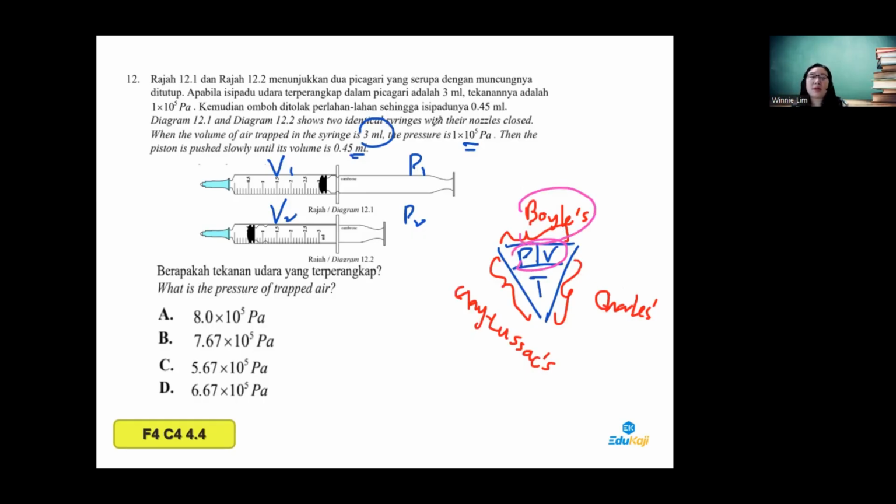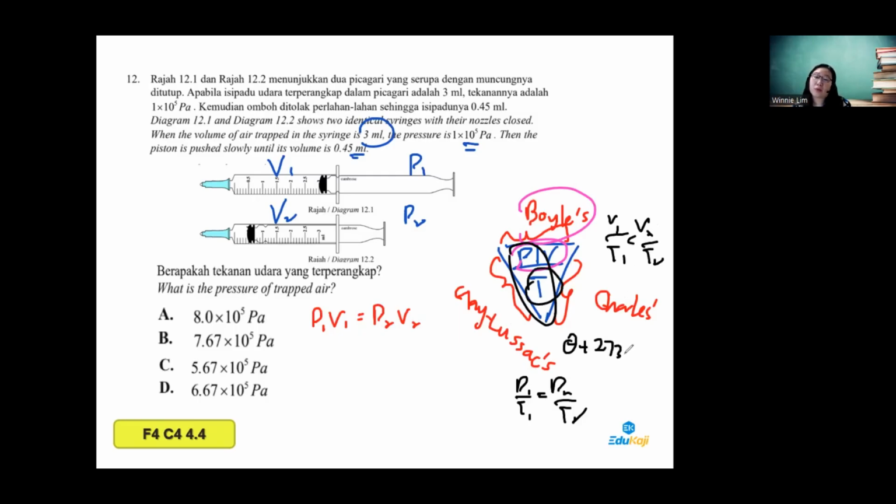And the reason you use this triangle is that you can get the formula straight away. Do you notice P and V are side by side? So the formula that we use for calculation is P1V1 equals P2V2. Like Gay-Lussac's law and Charles' law, if they ask you for calculation, you see they are up and down. So Gay-Lussac is P1 over T1 equals P2 over T2, Charles is V1 over T1 equals V2 over T2. But whenever you calculate Gay-Lussac's law and Charles' law, the temperature must be absolute temperature. You need to add 273 to change to Kelvin. But now for this question we focus on this, so we just substitute accordingly.